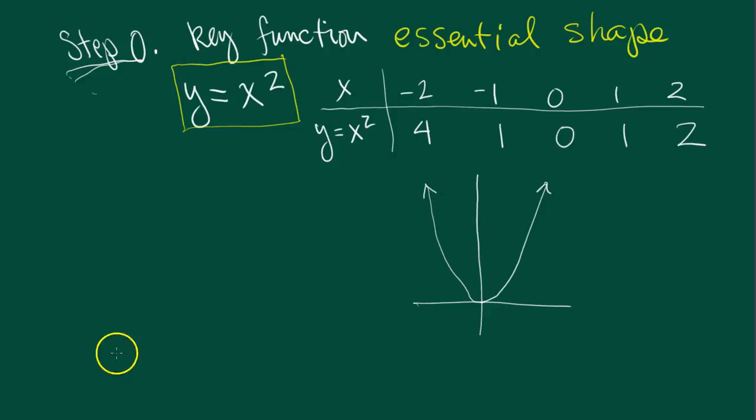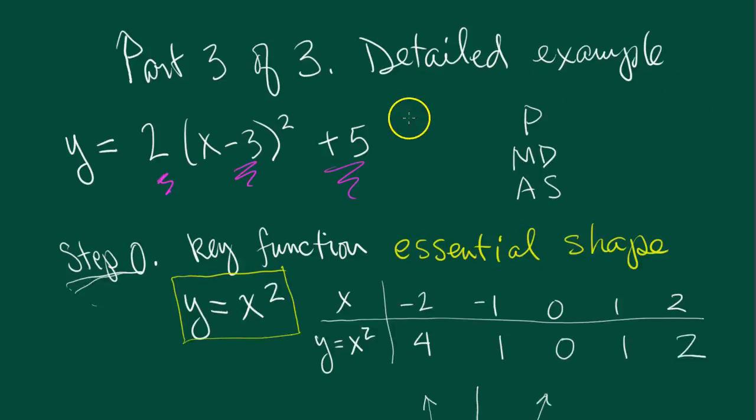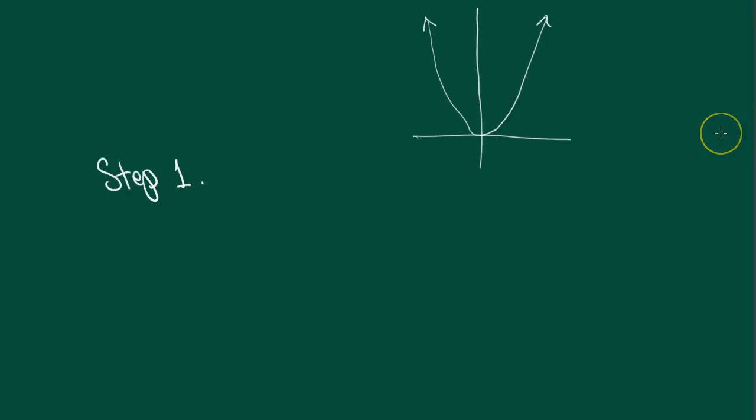Okay, next step, I'm working my way from the inside out. So inside, in this case, means inside the parentheses, close to x. The thing closest to x is not this multiplying by 2, but rather what's right there in the parentheses with it. So that means that my next step is y is equal to (x minus 3) squared.